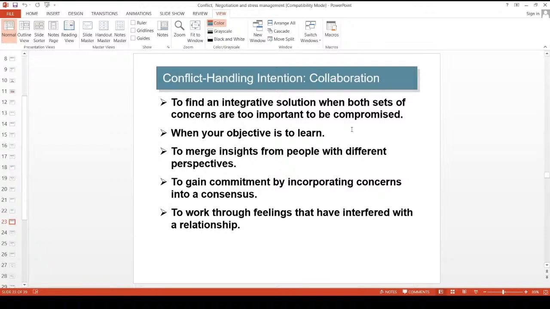When your objective is to learn or to gain insights from people with different perspectives, you will have to see the people from different perspectives. Then you will use this collaboration approach to gain commitment by incorporating concerns into a consensus. So whenever you want commitment to a consensus between the two different parties, you will use the collaborating approach, to work through feelings that have interfered with the relationship. In order to have good relationships between both parties, you avoid the win-loss situation and go towards the more collaborating approach, that is the win-win approach.